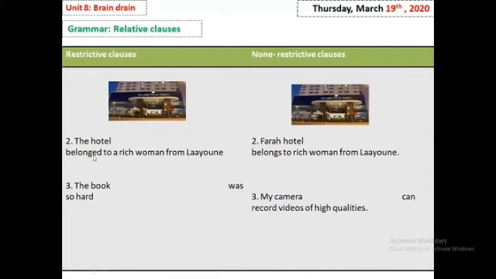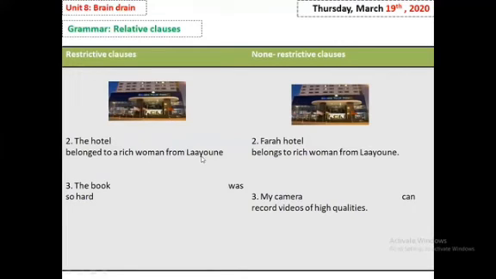The other example: the hotel belonged to a rich man from La'yun. Farah Hotel belongs to a rich woman from La'yun. Here's the same verb, but look, here Farah Hotel belongs to a rich woman from La'yun, so the sentence is clear. Okay, so you know Farah Hotel. You know which hotel belongs to a rich woman.